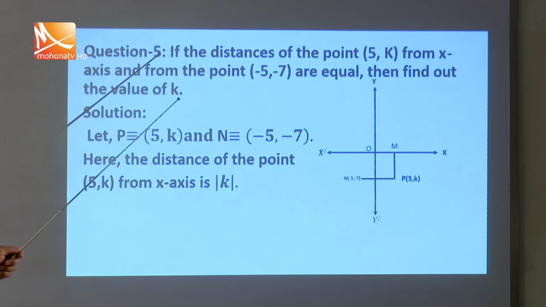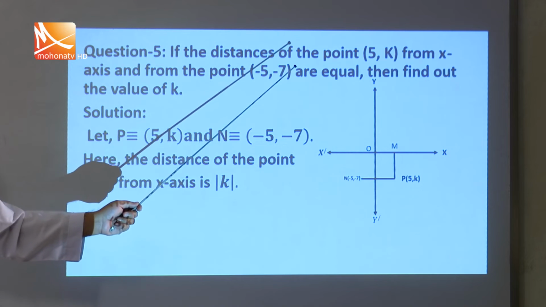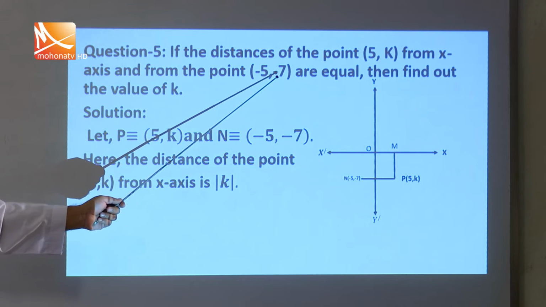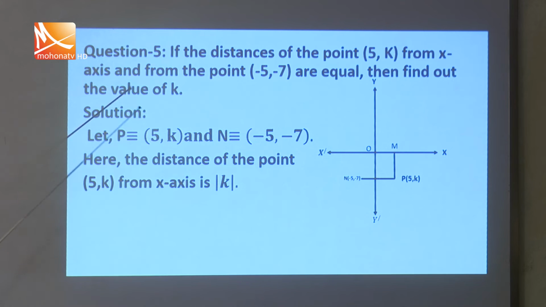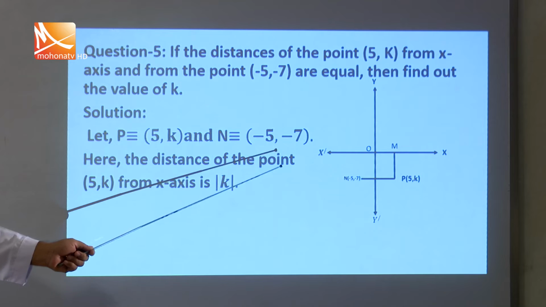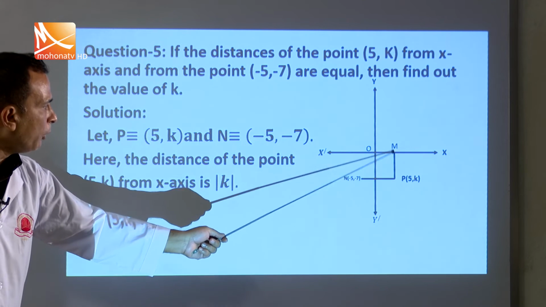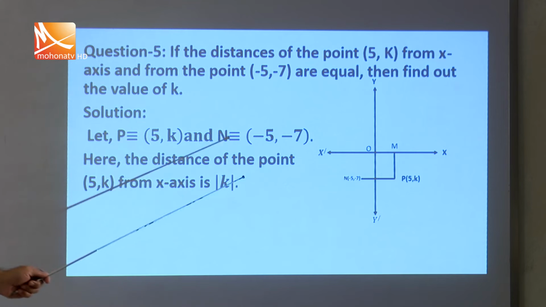Question number 5. This is the distance formula. If the distances of the point 5, k from the x-axis and from the point minus 5, minus 7 are equal, then find the value of k. Let P be the point. Now we are discussing this problem with the help of a diagram. Let P be the point 5, k and N be the point minus 5, minus 7. You just see that. And the distance of the point 5, k from the x-axis is just k.